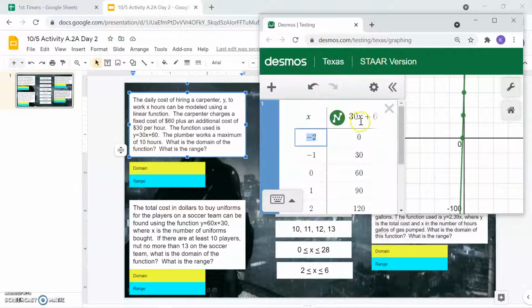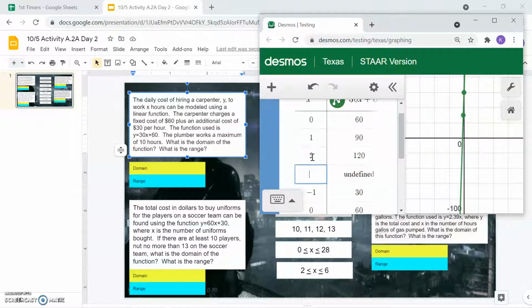Now, remember, X right here is per hour. So this is the number of hours that he worked. He cannot work -2 hours or -1, but he can work 0, and then 1 hour, 2 hours, 3 hours, 4 hours, 5 hours, 6 hours, 7 hours, 8 hours, 9 hours, and 10.